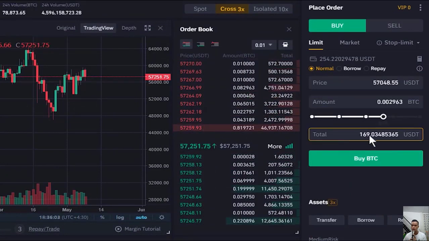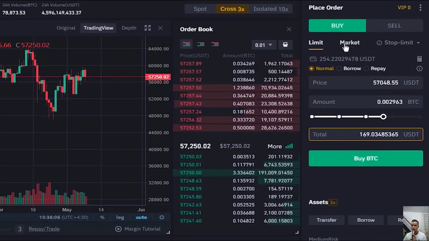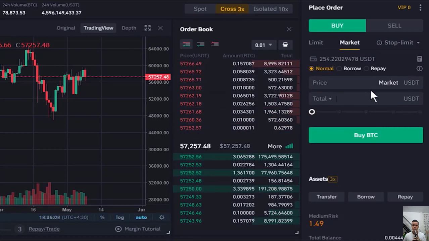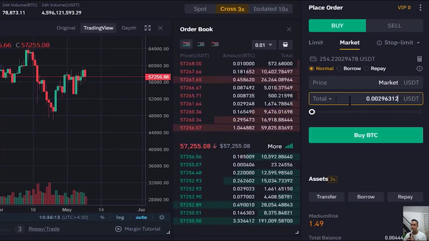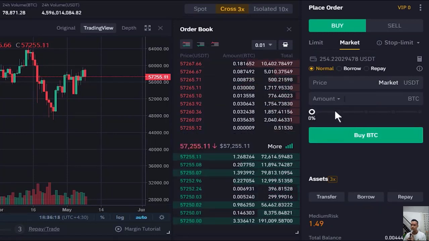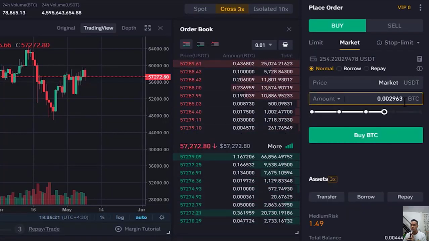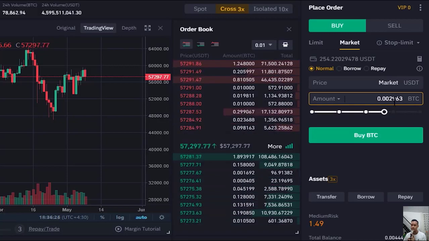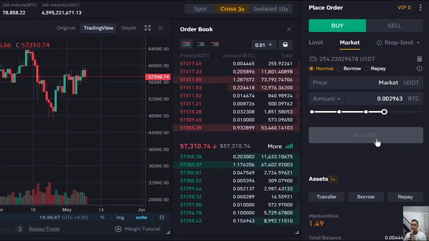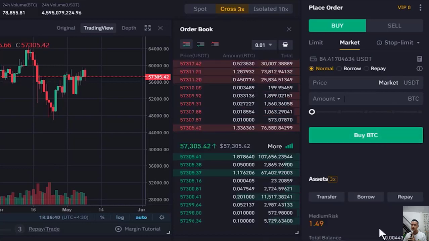This is a limit order. We want to place a market order, so I switch to market, and for the size I paste it again here. And if I click on the amount, this is the amount of BTC that we are buying to repay our debt. We click on buy BTC and the order is filled successfully.